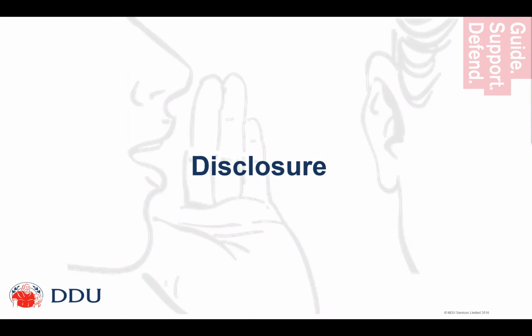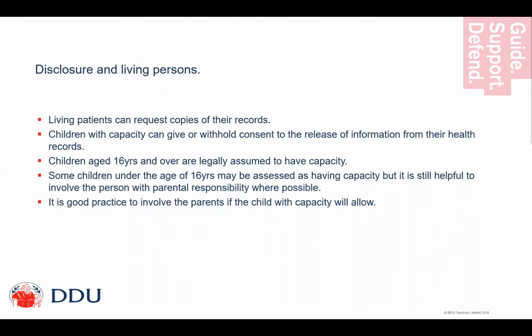Disclosure. Before disclosing any confidential information, you must be sure that you have the patient's consent to do so. Although it's very unusual, there are some circumstances when you may disclose information without the consent of the patient. Living patients have a right to access confidential information that's held about them. A request for disclosure of records is called a subject access request.